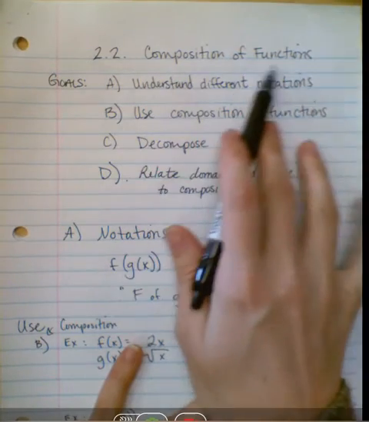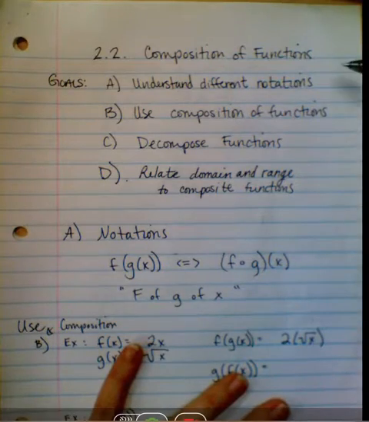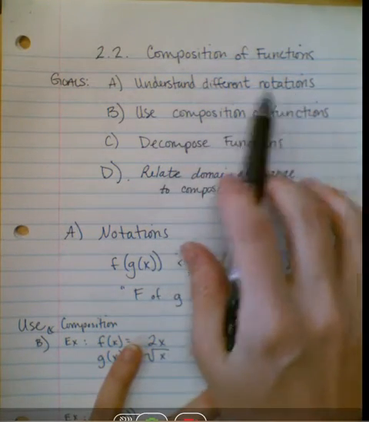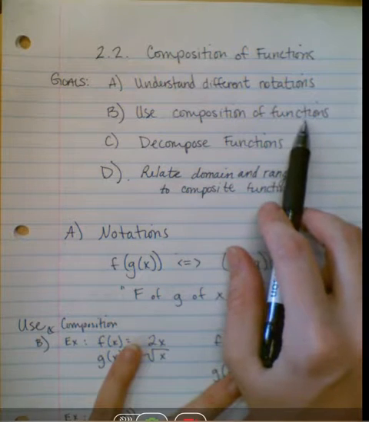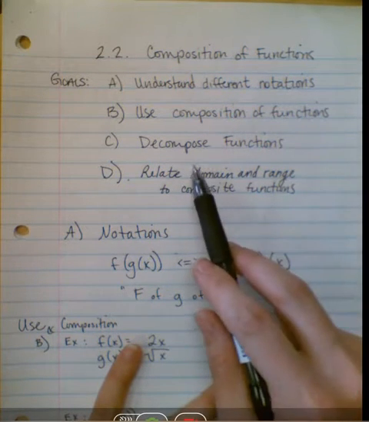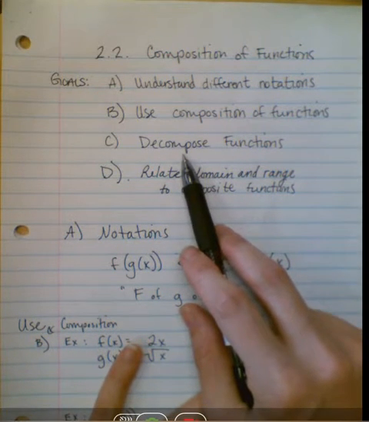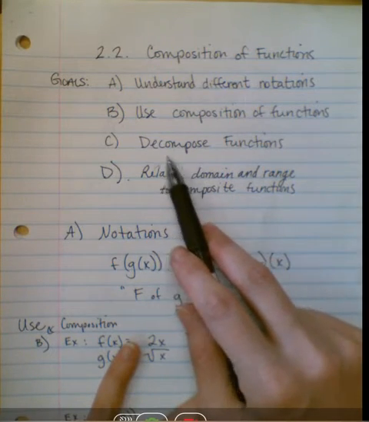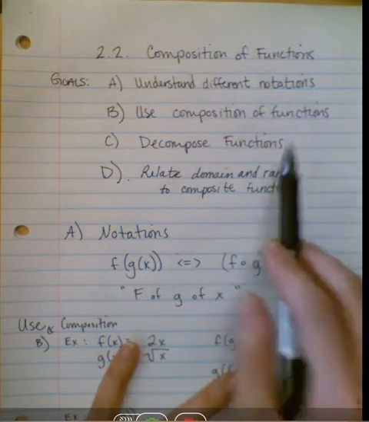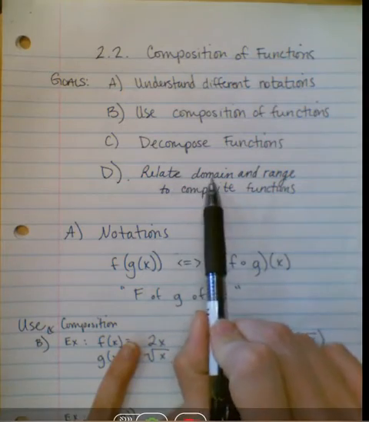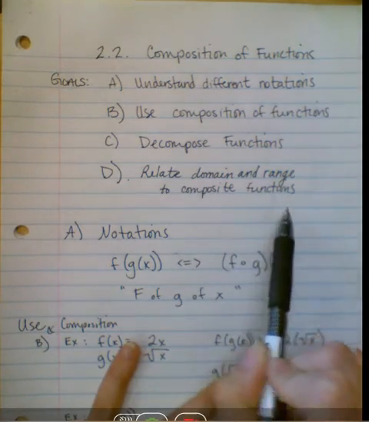2.2, we're going to go over composition of functions. Again, everything in this section is review. We're going to review different notations. We're going to review the use of composition of functions. We're going to look at how I can look at a composition of functions in order to decompose the pieces that may have made it up, and then relate domain and range to the composite functions.